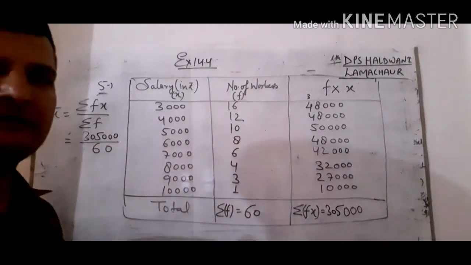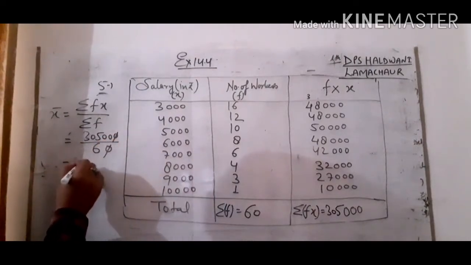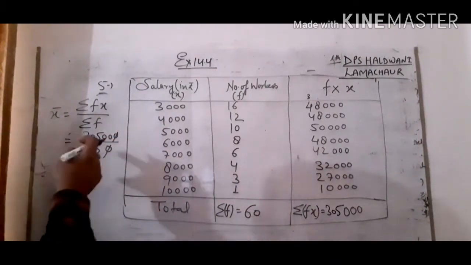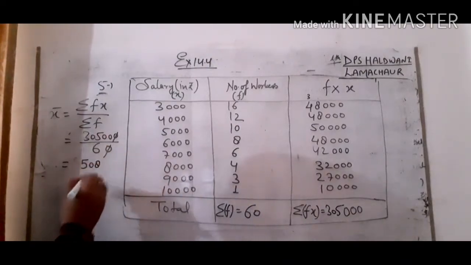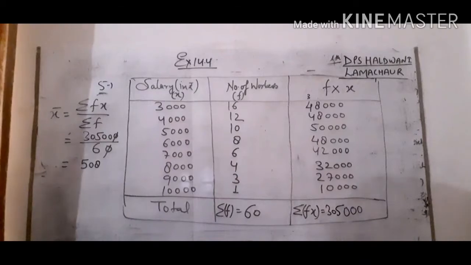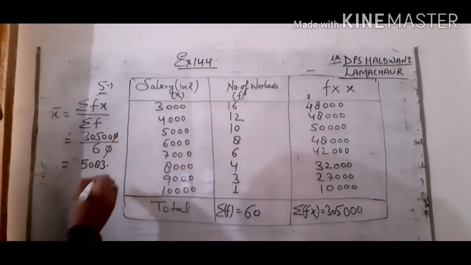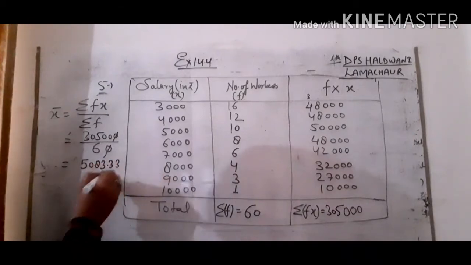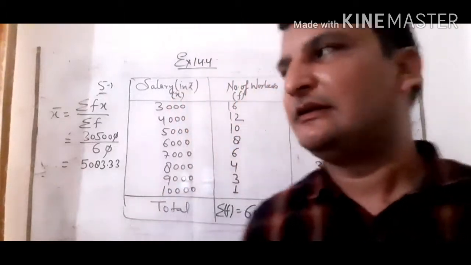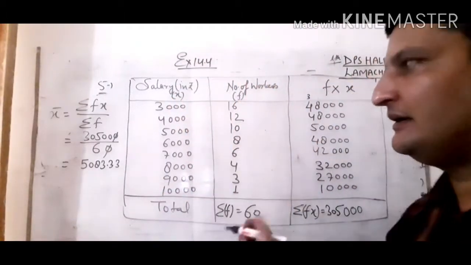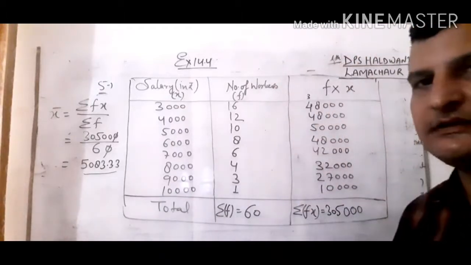How can we calculate it, students? Cut 0 with 0 and then divide. 6 times 5 is 30. Now 50 is coming here, so we can put 0 here. 6 times 8 is 48. Now 6 times 8 is 48, it means 20 is left. So 6 times 3 is 18. So we have found that the mean of this salary data is 5083.33. So, students, this is the answer.